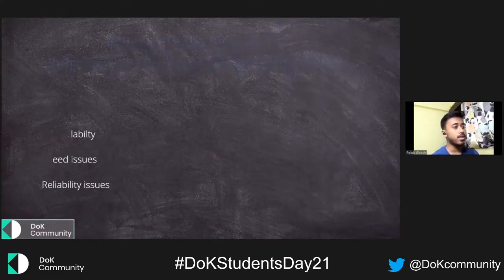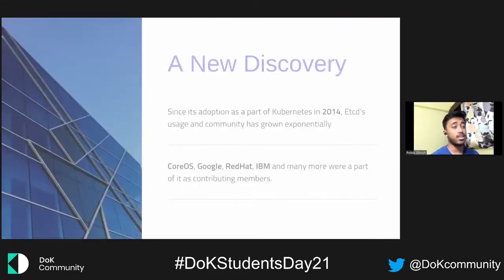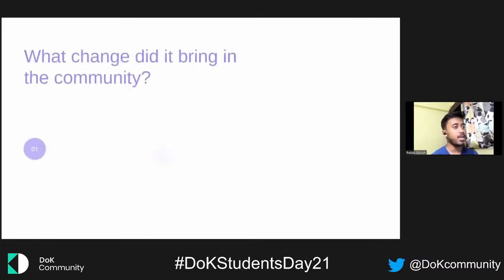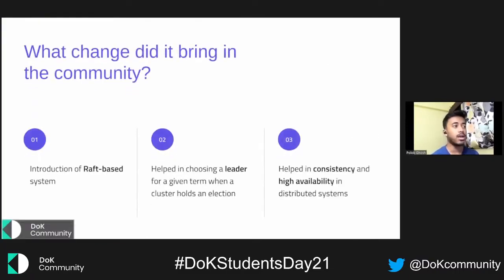So that's it. The etcd thing, when did it come? How did it help? Since its adoption as a part of Kubernetes in 2014, etcd's usage and community have grown exponentially. And companies like CoreOS, Google, Red Hat, IBM and many more are part of its contributing members. So what change did it bring to the community?